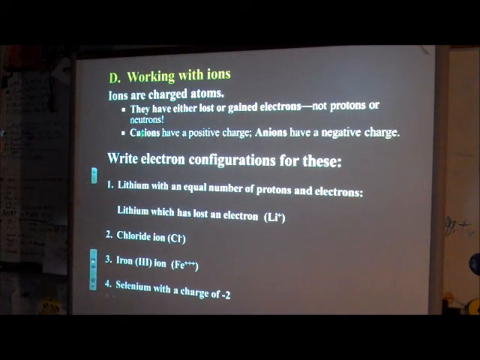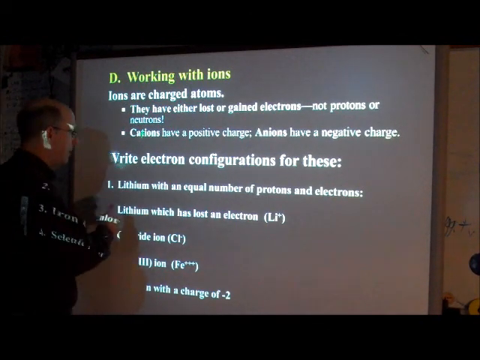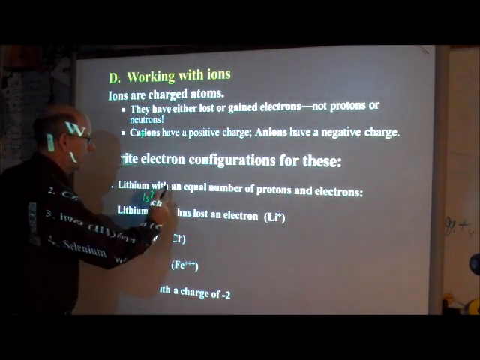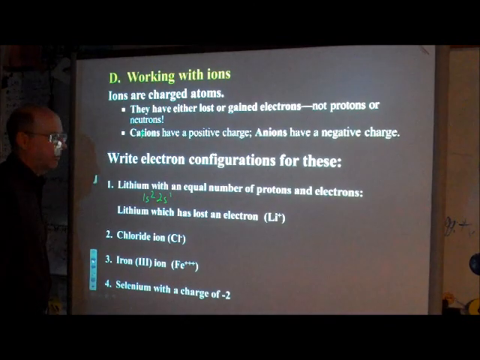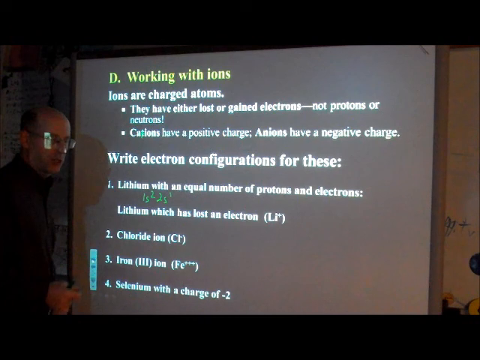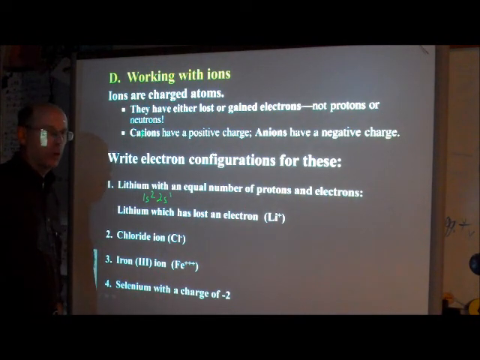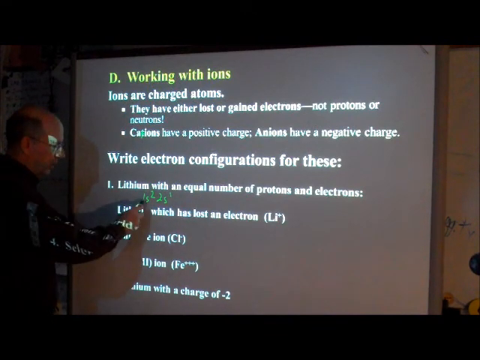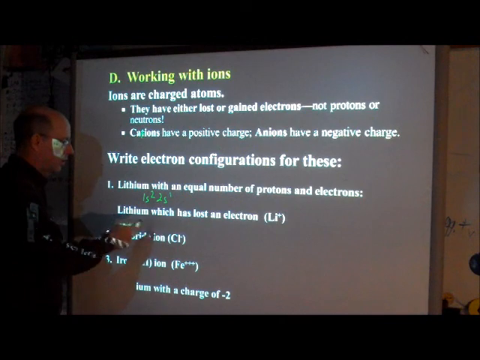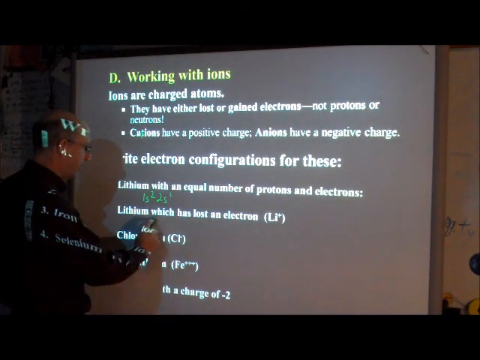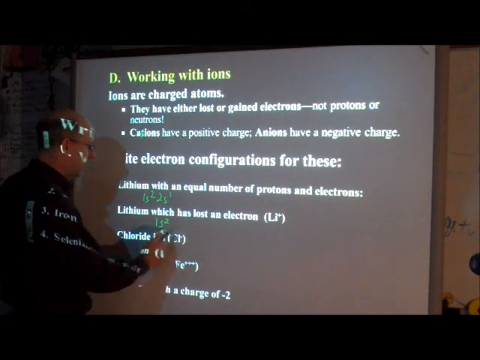Lithium with an equal number of protons and electrons. Here we go. Lithium has 3, so 1s2, 2s1. That's how it's supposed to be. But what about if it ionizes into a plus charge? To get a plus charge, the atom throws away, or gets rid of, or loses 1 electron. So if it loses an electron, it has 1 less than 3, which is 2, of course. So we just write down Li plus, its electron configuration is 1s2, and we're done.